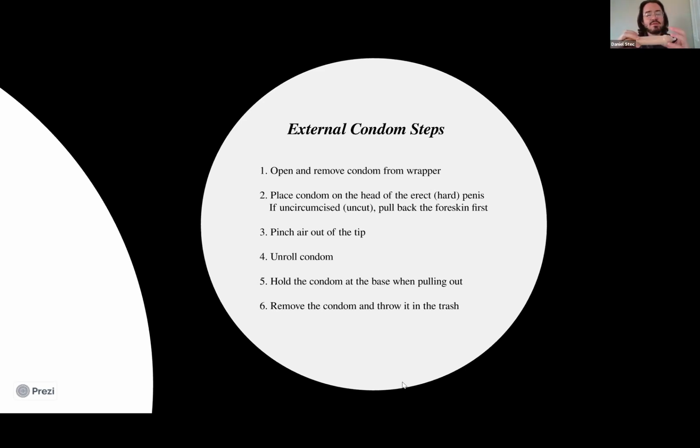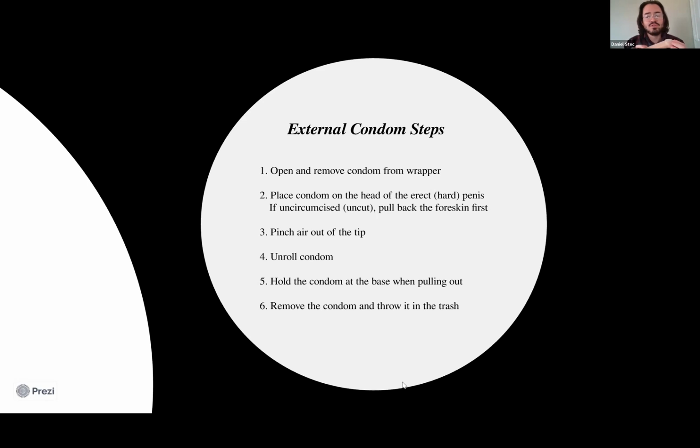After the sexual activity happens, and of course, it's always good to check periodically throughout a sexual activity to make sure that the condom is still intact. Condoms can break, especially if not enough lubricant is used, or if an oil-based lubricant is used, that can cause the condom to break.